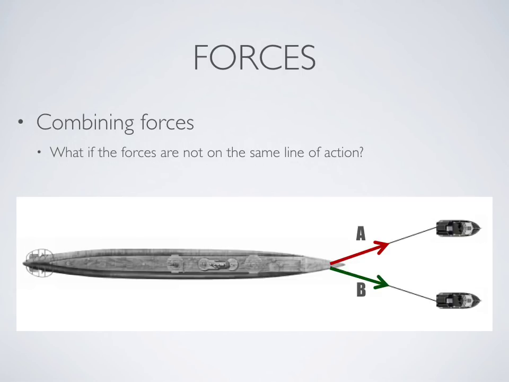Okay, this is the next step. So we talked about what happens when the forces are on the same line of action and the same application point. But in this case, they're not on the same line of action. So what do we do? We have A, which points up and to the right, and B, which points down and to the right. And these tugboats are actually towing a submarine. Probably not very likely, but it accomplishes the goal of talking about forces.